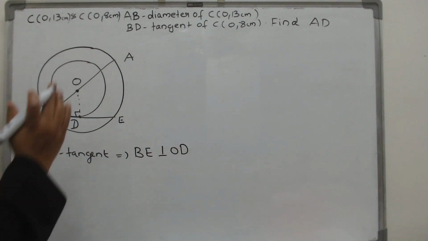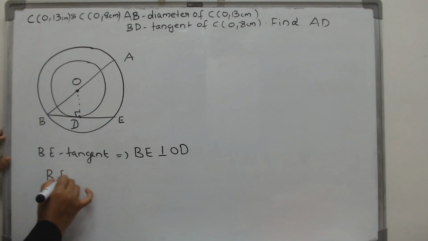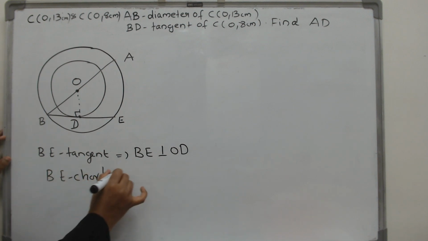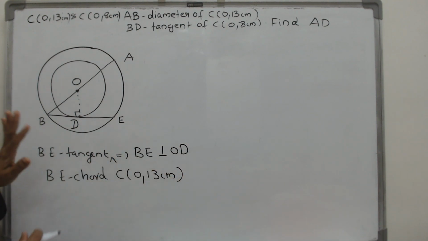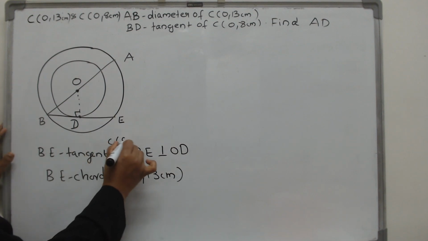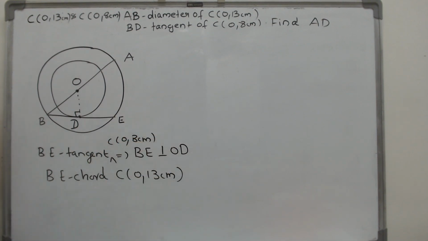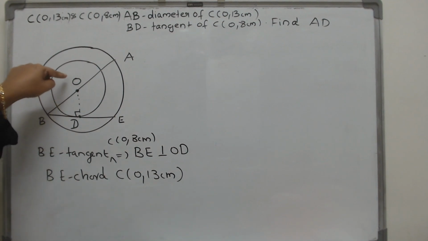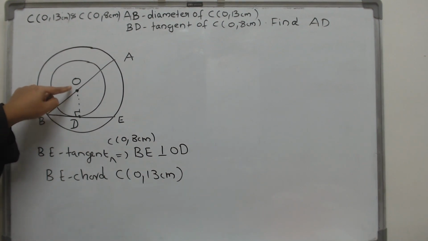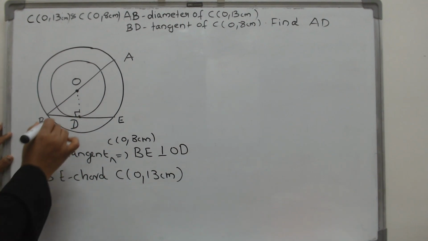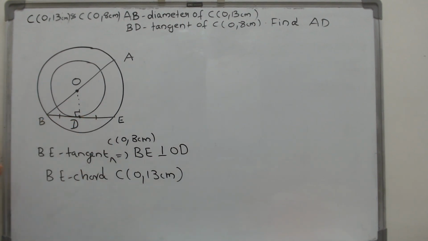But now look at the same BE, but then with respect to the bigger circle, the one with 13 centimeter as its radius. This was with respect to the smaller one, the one which had 8 centimeter radius, right? But when you look at the bigger circle, what is it? It is just a chord. And what is OD? OD is the perpendicular from the center. And now what do we know? A perpendicular from the center will bisect the chord into two equal parts.